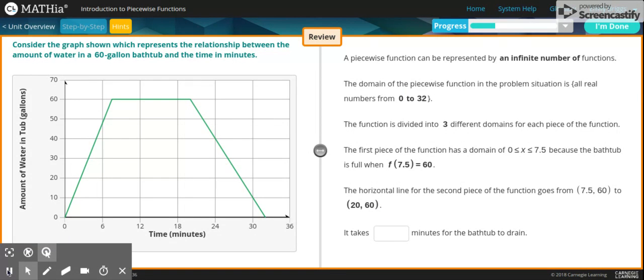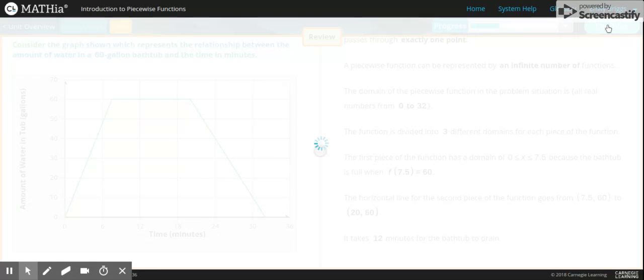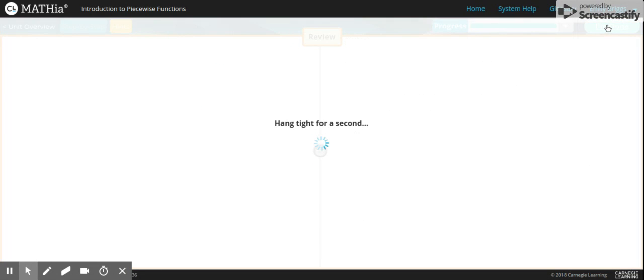So it takes how many minutes? So from 20 to 32, it would take 12 minutes, because 32 minus 20 equals 12. And then you're ready to move on to the next problem.